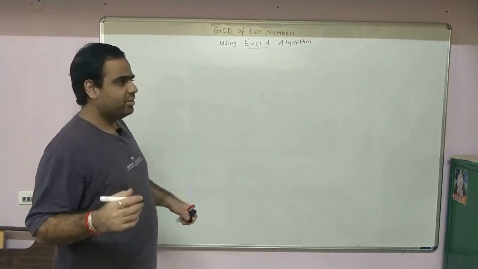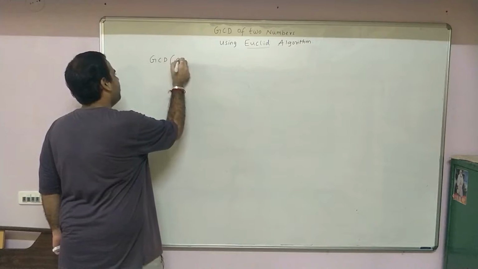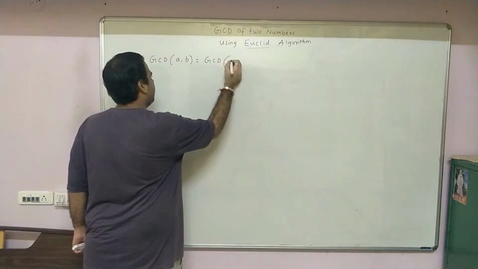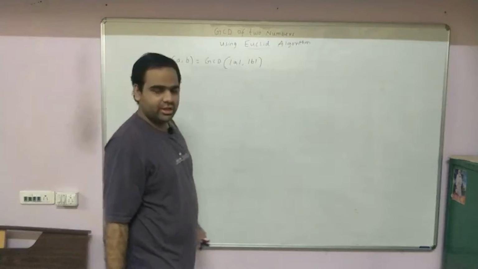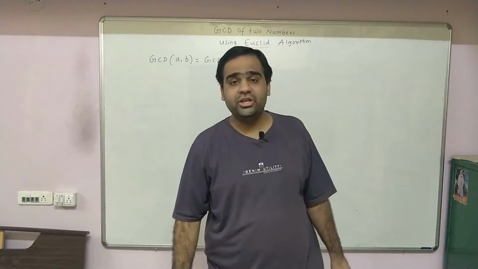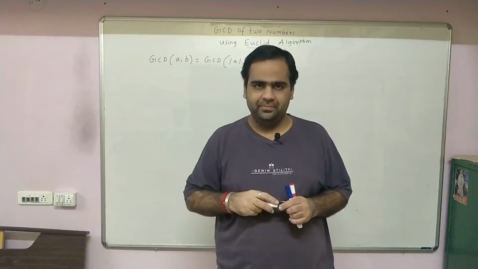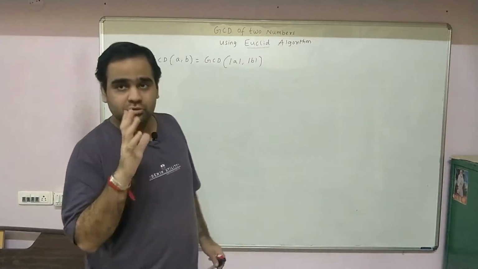But before that, let us see some properties of GCD. We know that GCD of A, B is equal to GCD of mod A, mod B. Mod A means if it is negative, you make it positive. That means GCD of minus 5, 7 is equal to GCD of 5, 7. That is a property we have with respect to GCD.